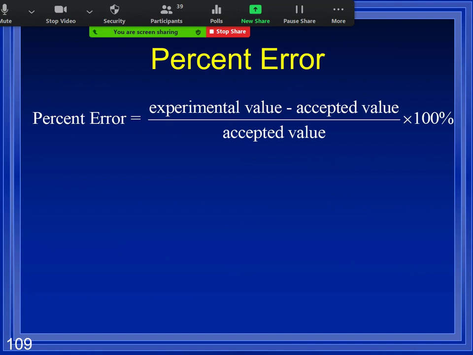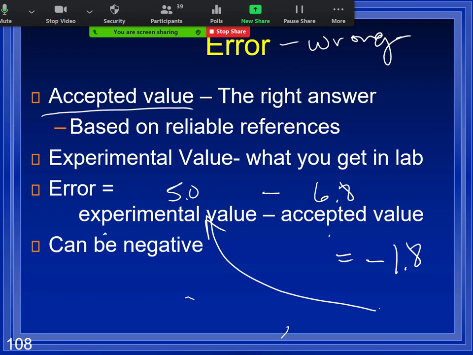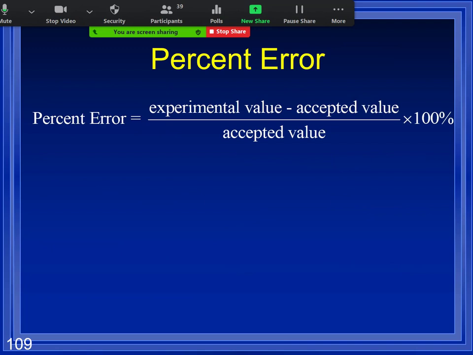Now, if I'm off by 75 meters, am I a long ways off? Well, it depends on what I'm measuring. If I'm measuring how far it is across a football field, being off by 75 meters would be pretty awful. But if I'm measuring from here to the moon, being off by 75 meters wouldn't be that bad. So error doesn't tell us a lot. What we really need is percent error.